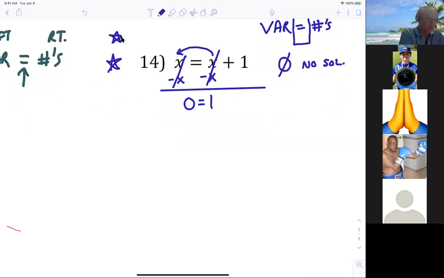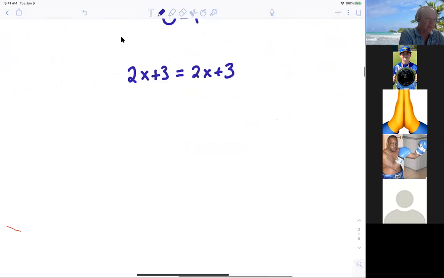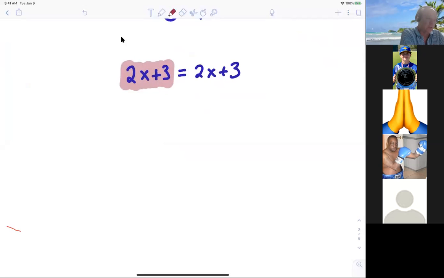The next example is going to be something like 2x plus 3 equals 2x plus 3. I want everybody to write that example down, like I did. When does 2x plus 3 equal 2x plus 3? Well, what I want you to look at is this and this. All right, they're exactly the same.